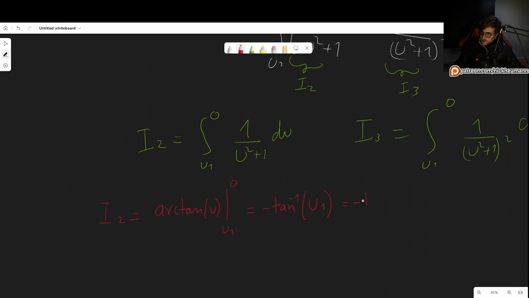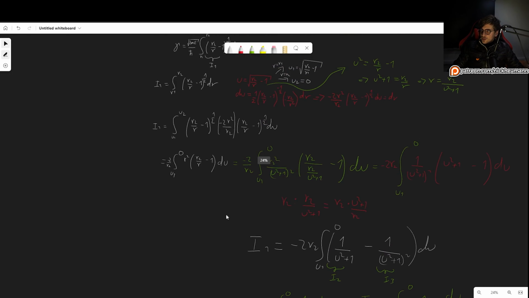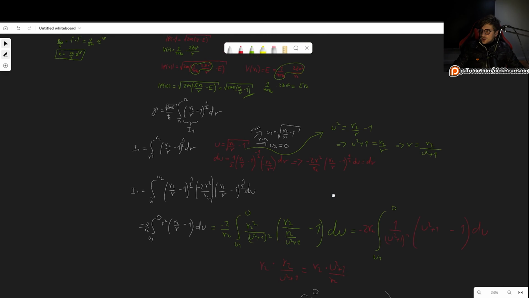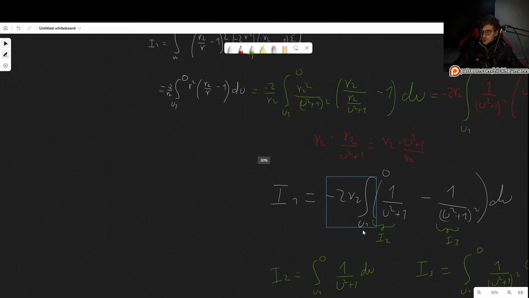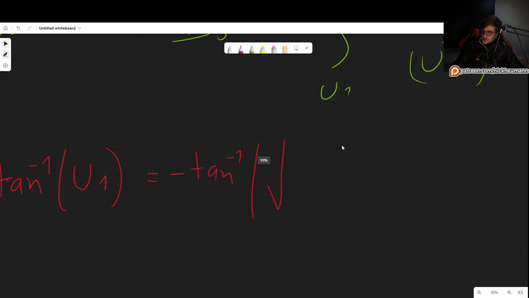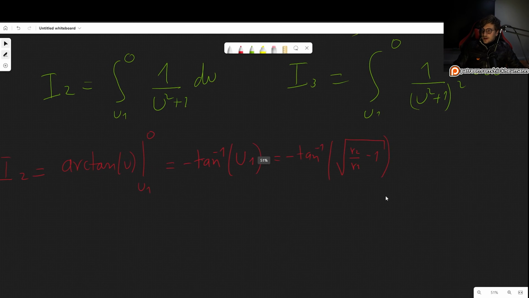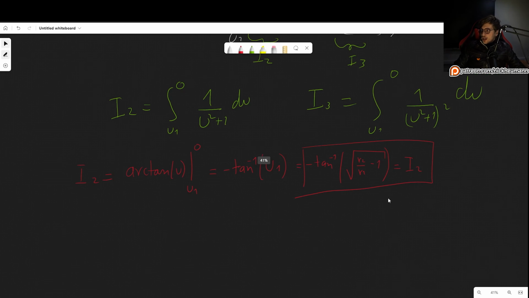Right, so this is minus tangent to the minus 1 of the square root of, and I already forgot. So u1, we wrote it down somewhere over here. There it is. It is the square root of r2 over r1 minus 1. Okay. So that is the first result. I'm going to write it like this so that I can easily find it later when we need to plug it in. Now, what about I3?